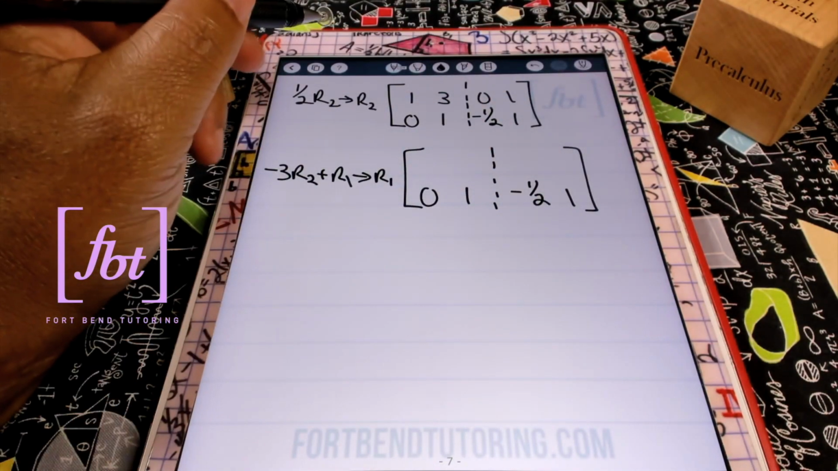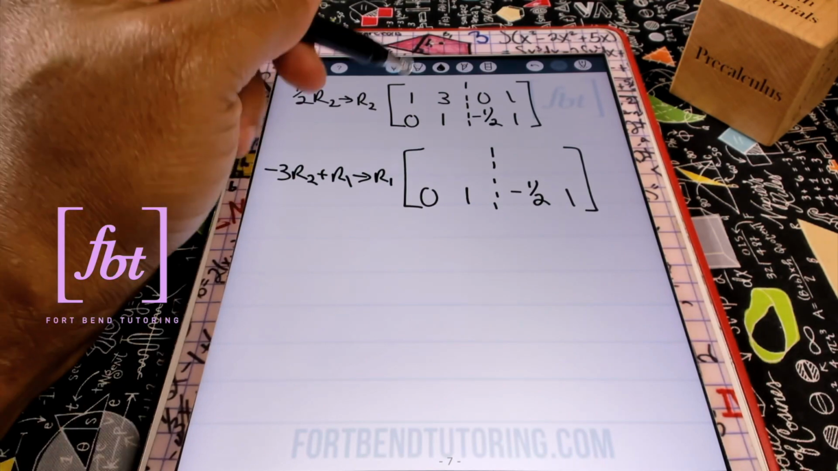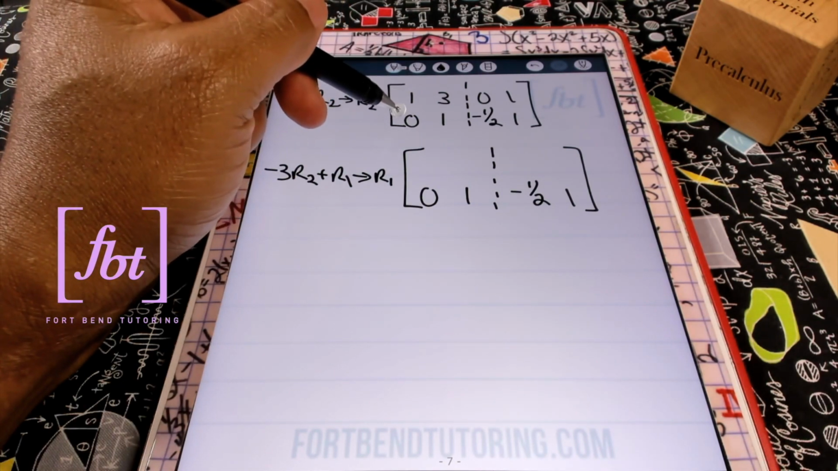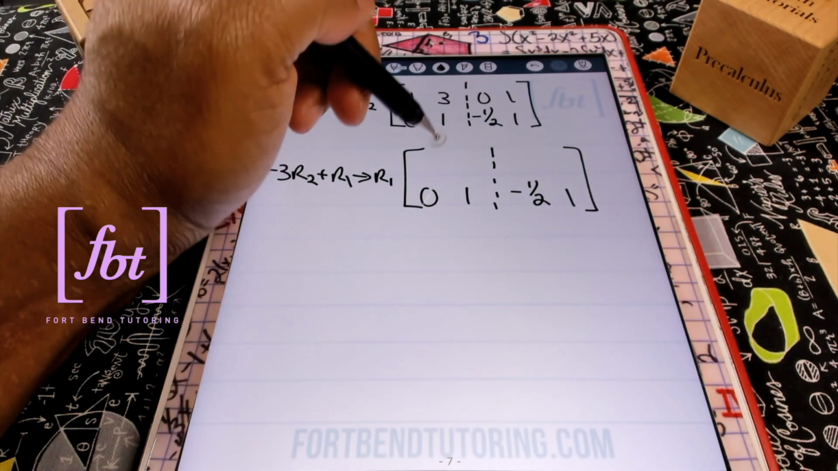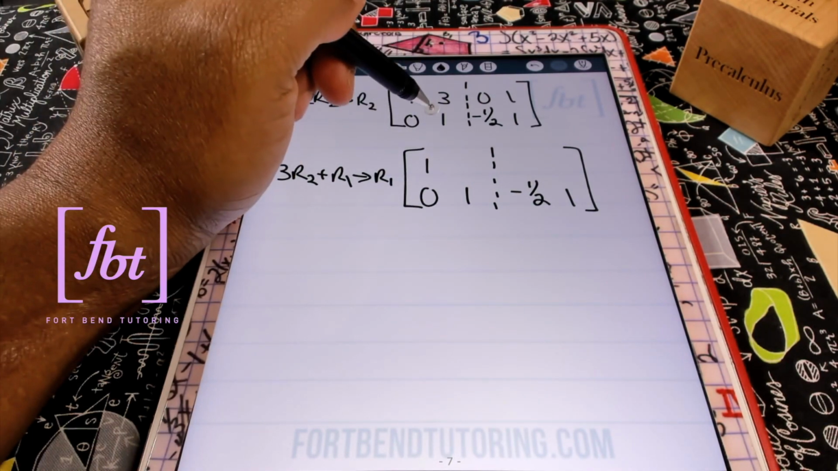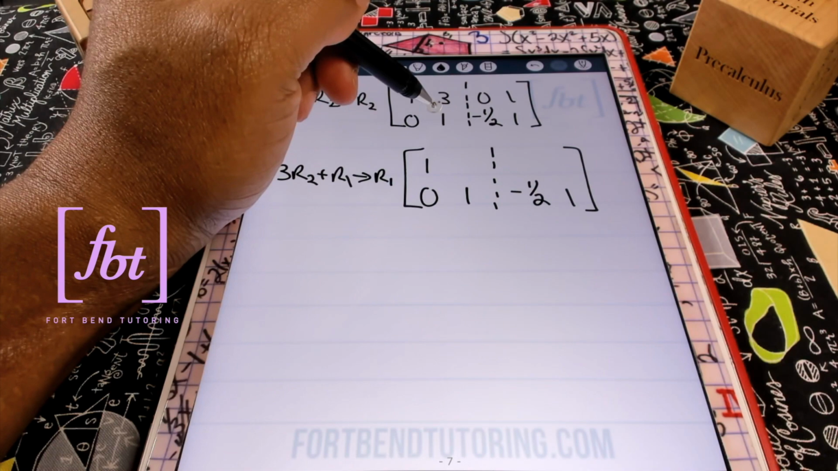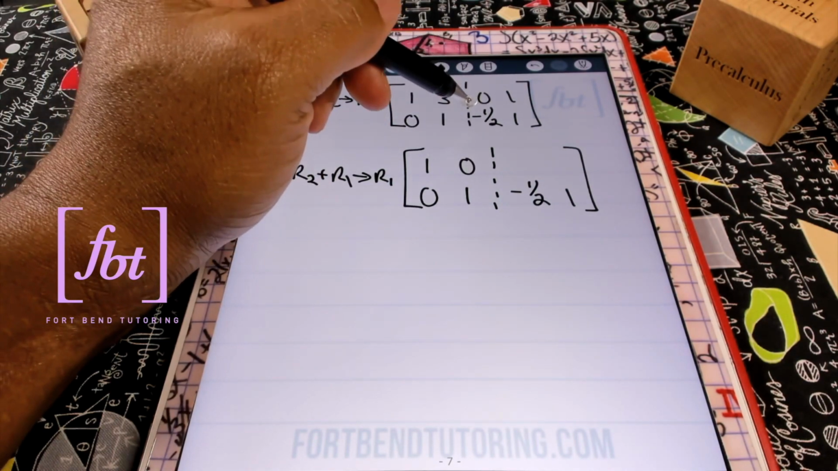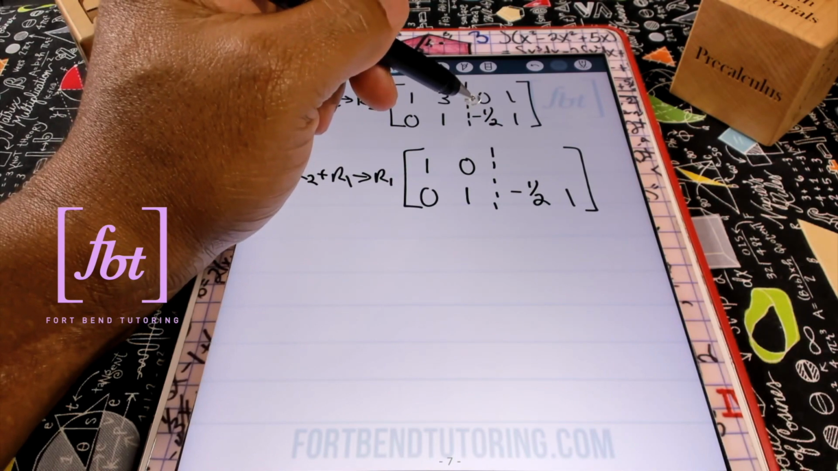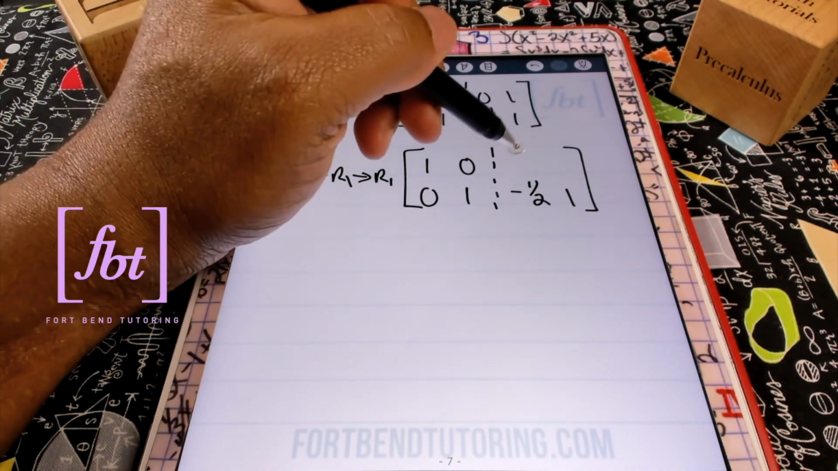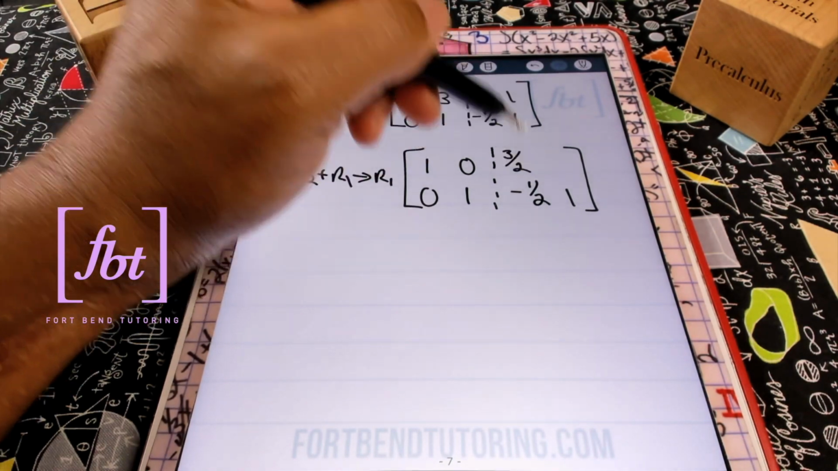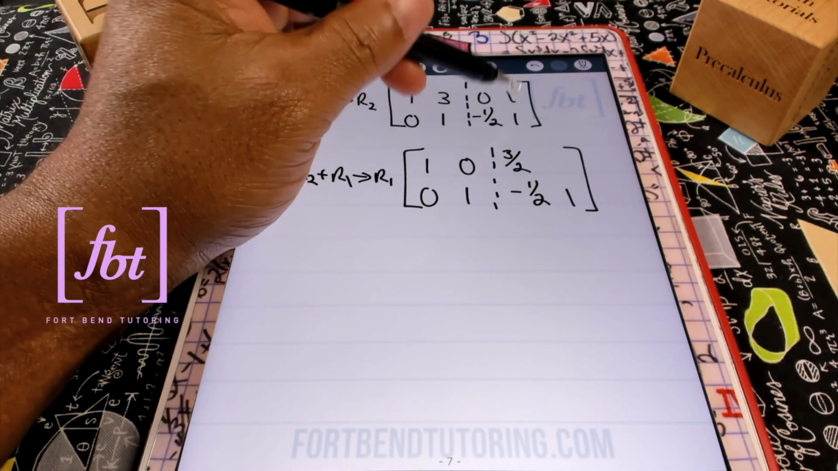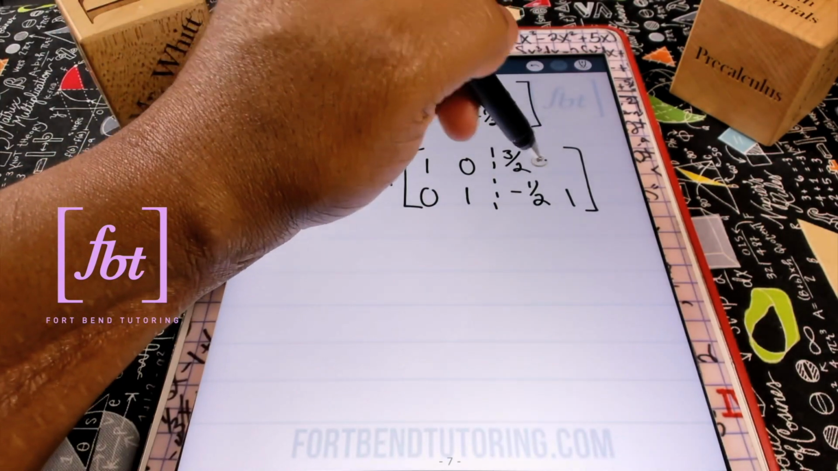Closing that up. And then multiplying negative 3 times the second row and adding it to row 1 means negative 3 times 0 is 0. 0 plus 1 is 1. Negative 3 times 1 is negative 3. And negative 3 plus 3 gives you 0. Negative 3 times negative 1 half is positive 3 halves. Add that to 0, you'll get positive 3 halves. Then multiplying negative 3 times 1 is negative 3. Negative 3 plus 1 is negative 2.